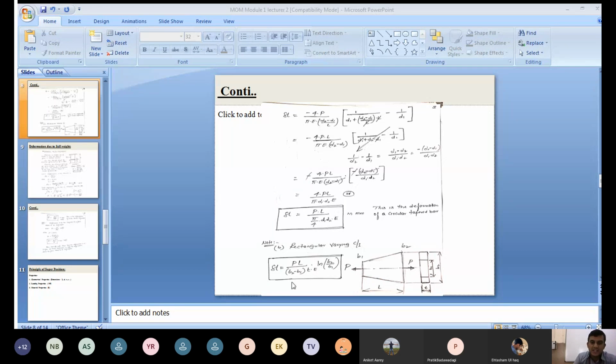Then you derive it, the same derivation. Only the integral term changes here. Finally you get delta L is equal to PL by AE, where A is nothing but B2 minus B1 times t into E, and one more term will come, ln of B2 by B1. B2 is greater than B1, that's important here. So B2 minus B1 you take here, and also the natural log of B2 by B1. Take this as the first assignment in the subject Mechanics of Material. Any doubt?